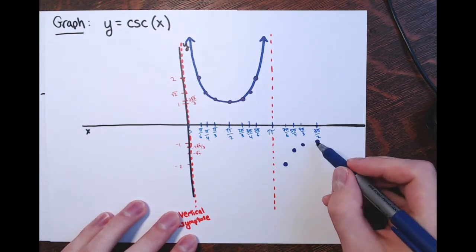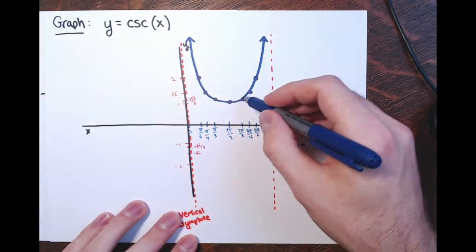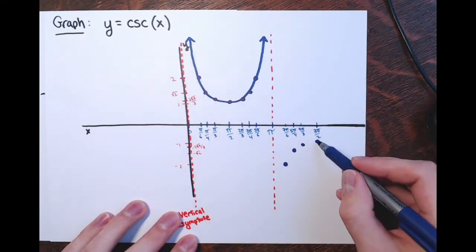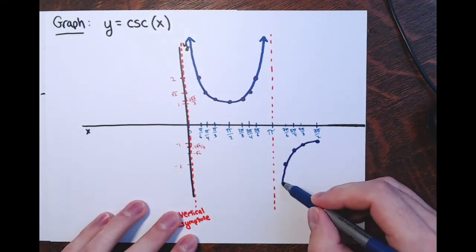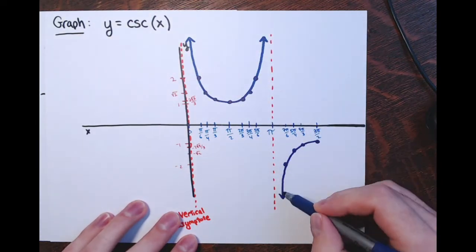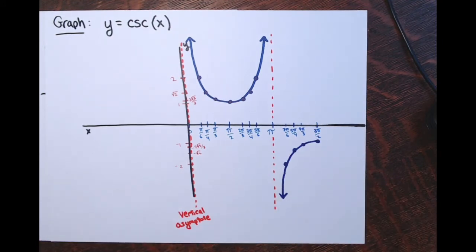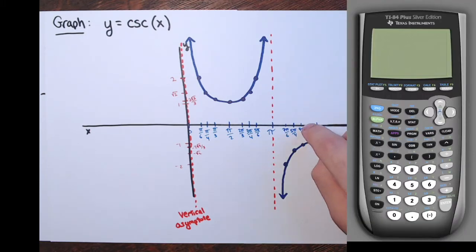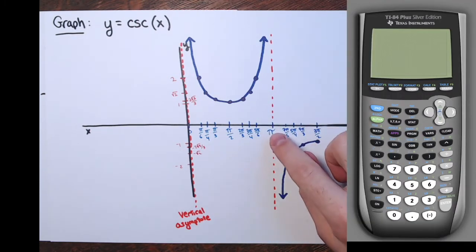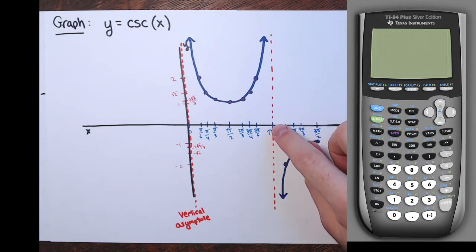Up here you have a U shape opening up. This is the left half of a U shape opening down. The graph will approach negative infinity on this side. And I'll show you some examples on a calculator. Now I'm in degree mode, so this is 180 degrees. If I put in something a little bit more than 180 degrees, I'll get a big negative output.